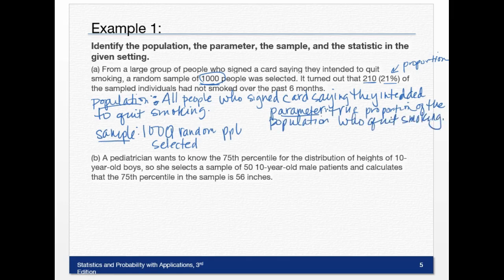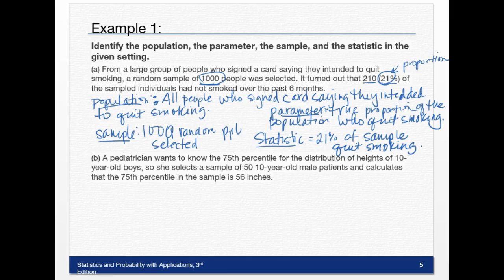The statistic is the measurement that we took from the sample. What do we get from the sample? We've got 21%, the proportion of the sample who quit smoking. 21% of the sample quit smoking. So you've got to find those 4 things from each scenario: identify the population, the parameter we're measuring, the sample, and the statistic.